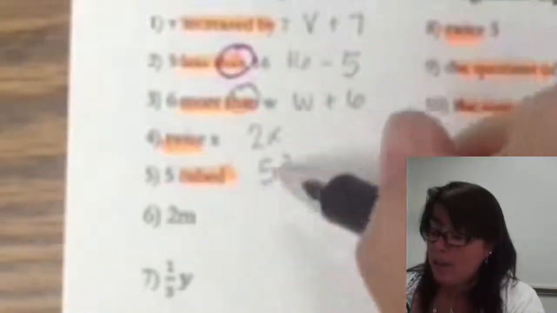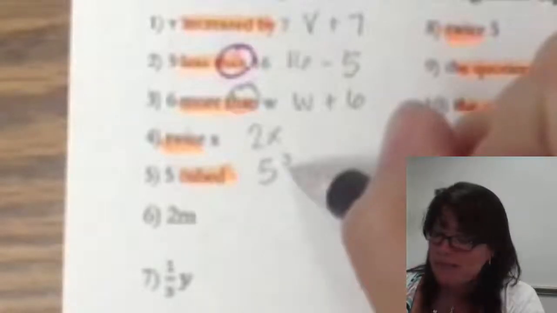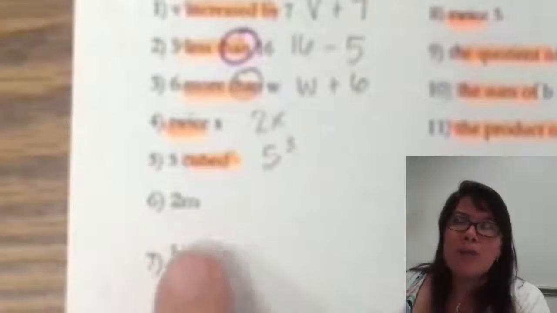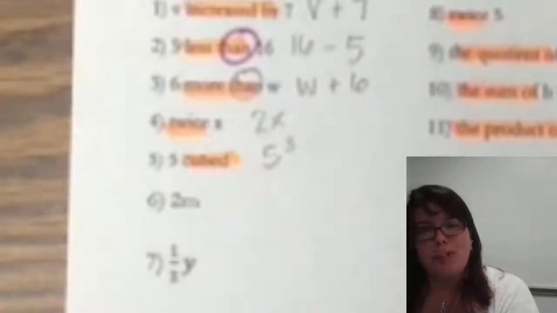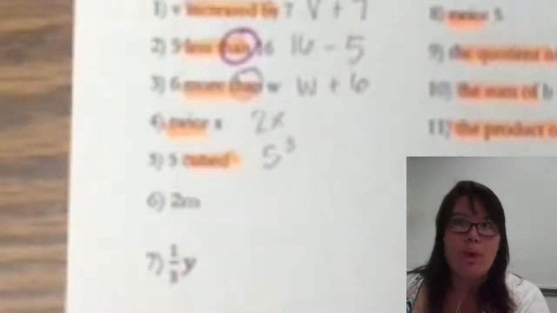Did you get them? Twice x just means 2 times x, because I have x 2 times. I have it twice. 5 cubed is the 5 as the base with the power or an exponent of 3, because that's what cubed means. What if we're working from a math expression and we're translating that into an English expression? It works the same way, you're just going to work backwards.